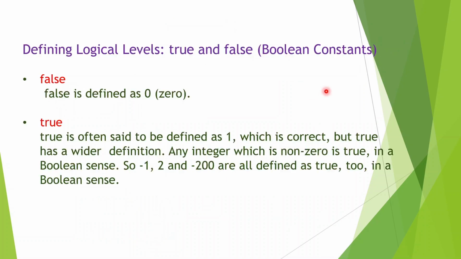There are predefined Boolean constants available in the Arduino library, that is true and false. False is defined as 0, value 0. True is often said to be defined as 1, which is correct of course, but once again any integer which is a non-zero value is also true. So -1 to -200 is also defined as true.